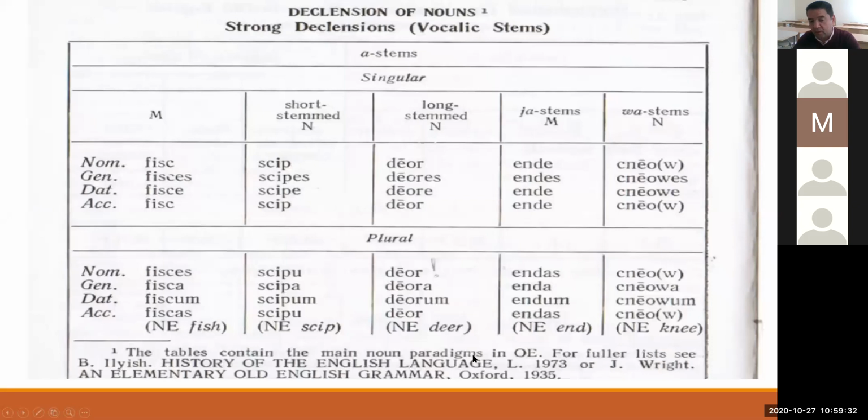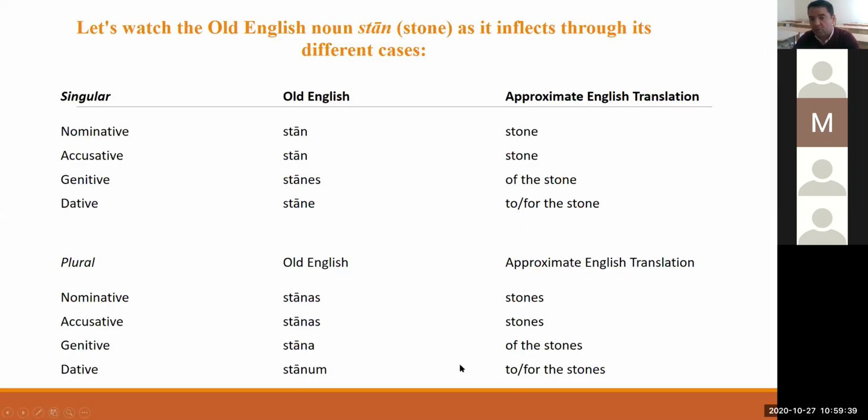Is it clear now about the gender of the Old English nouns? So we identified their gender according to what? According to suffixes. What gender does the word stan have? Masculine. It is masculine A stem declension.